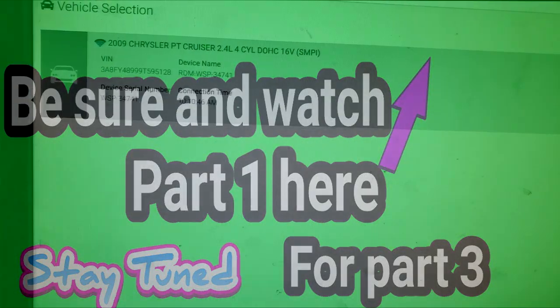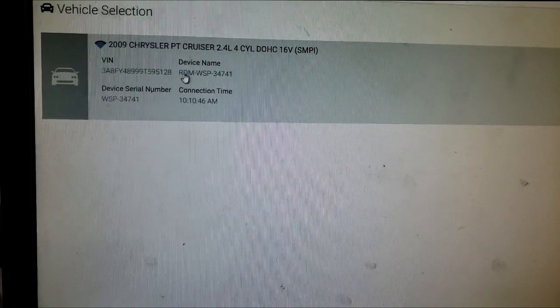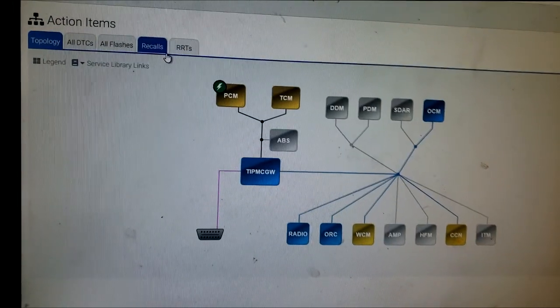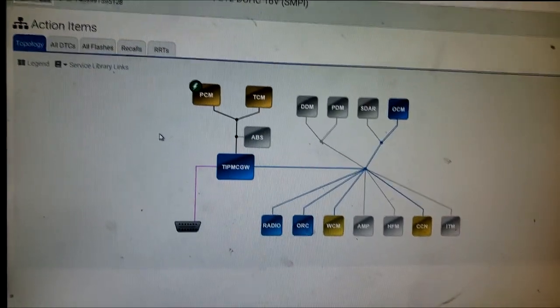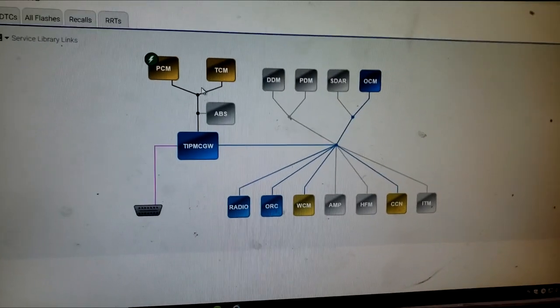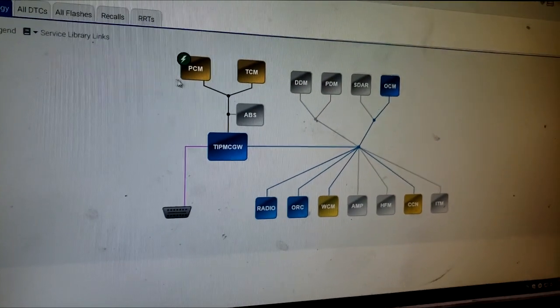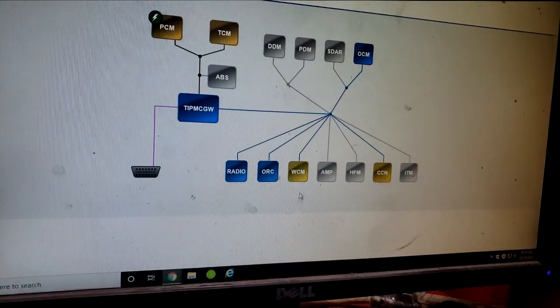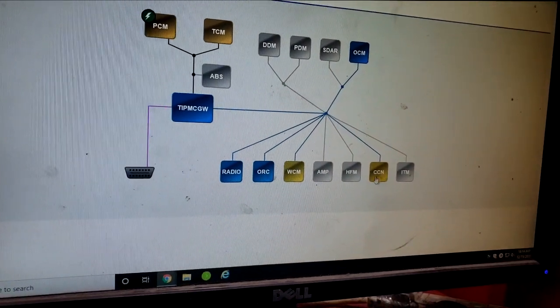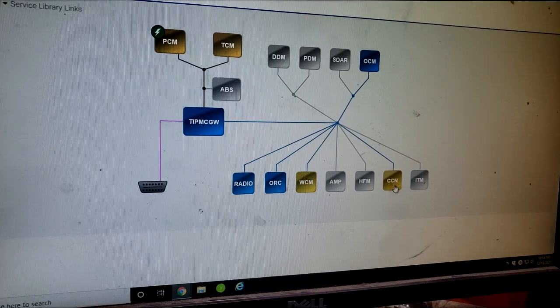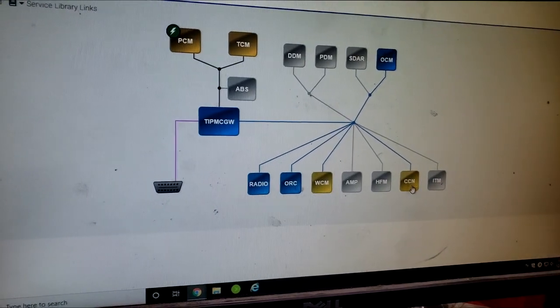Alrighty guys, we here. Got my scan tool plugged in. Let's take a look. 7 fault codes, guys. Whoa, and as you can see, yellow typically indicates trouble codes in those modules. I have codes in the PCM, TCM, WCM, and the CCN cluster.